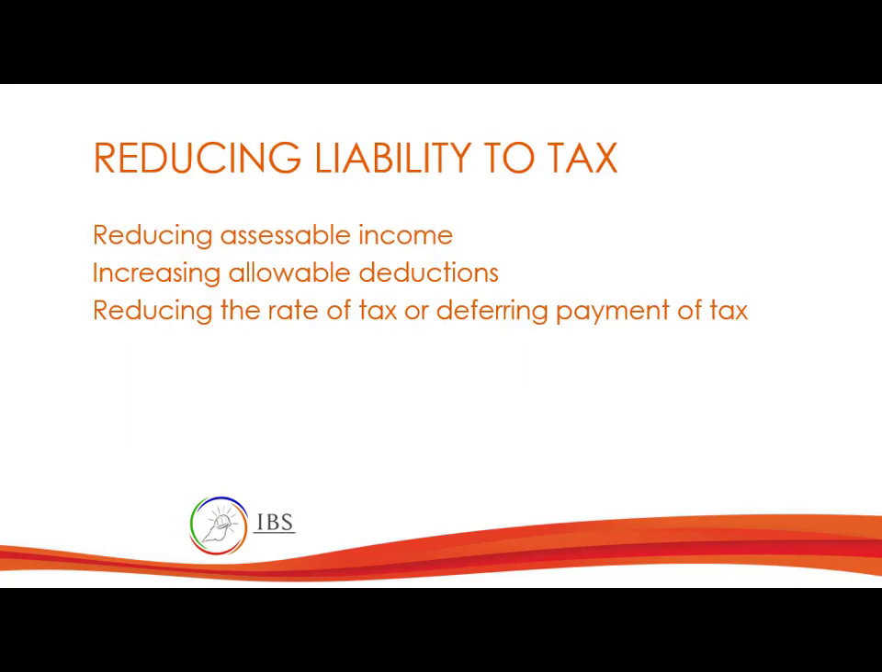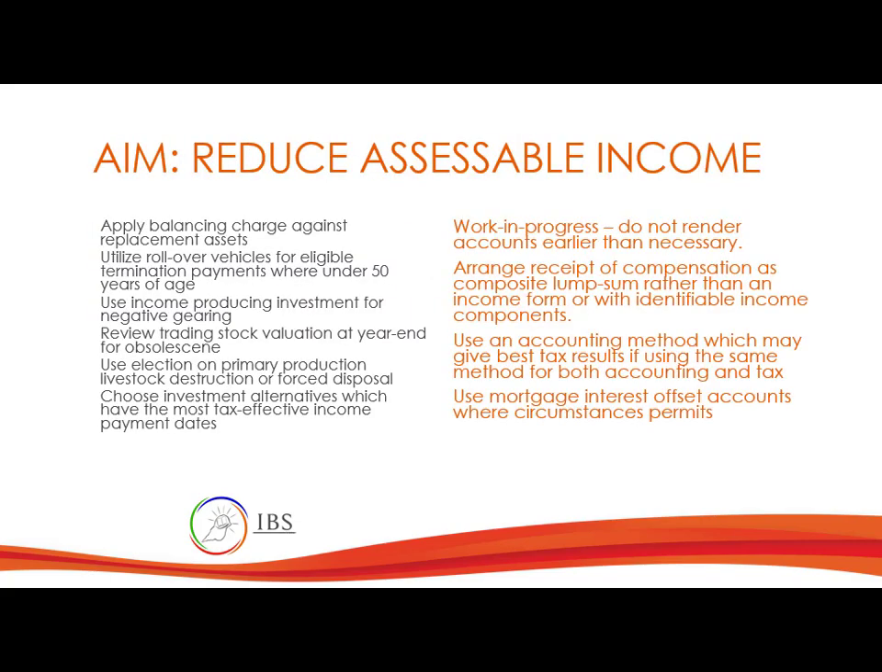So let's talk about some specific ways. Okay, let's talk about reducing assessable income. As you can see, there are a number of items here. I'll select a few and then I'll discuss. All right. Use income producing investment for negative gearing. Okay, so what does it mean?